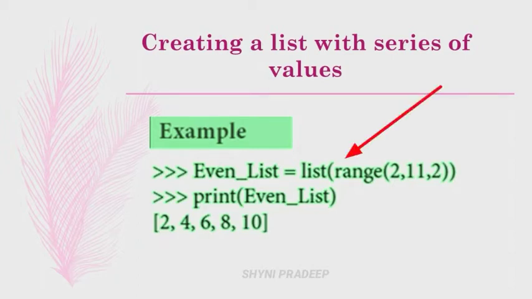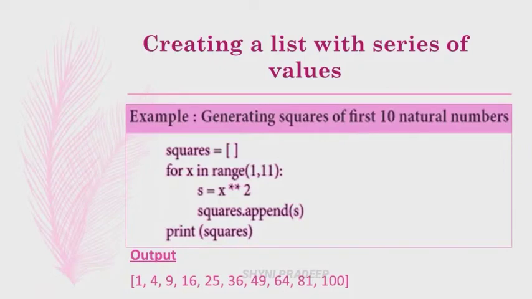So when you are giving like this, you will get the output like this. Okay. Similarly, we can create any series of values using range function. See here, in this example, we are going to create a list with the squares of first 10 natural numbers. See this example. First, squares is equal to square brackets.